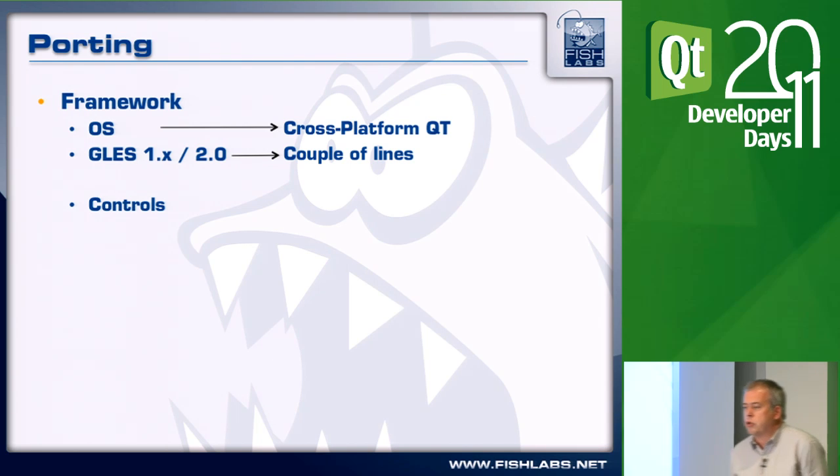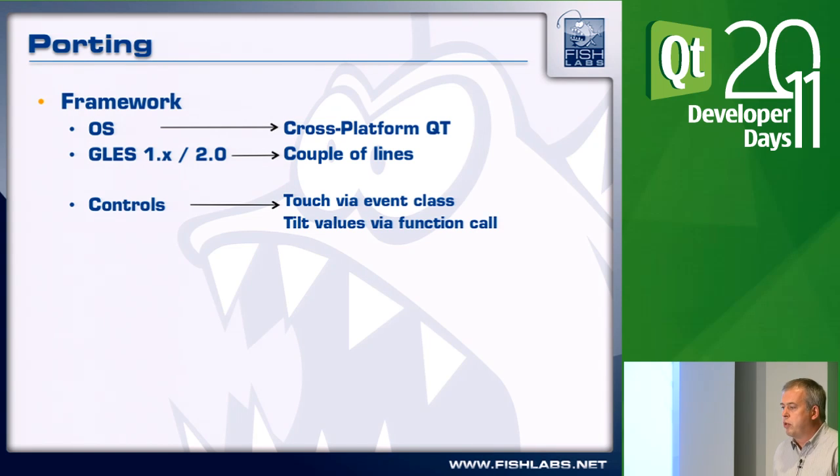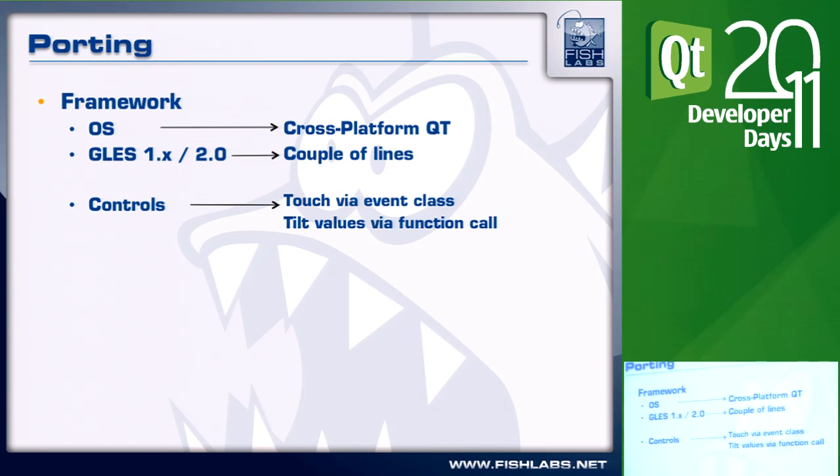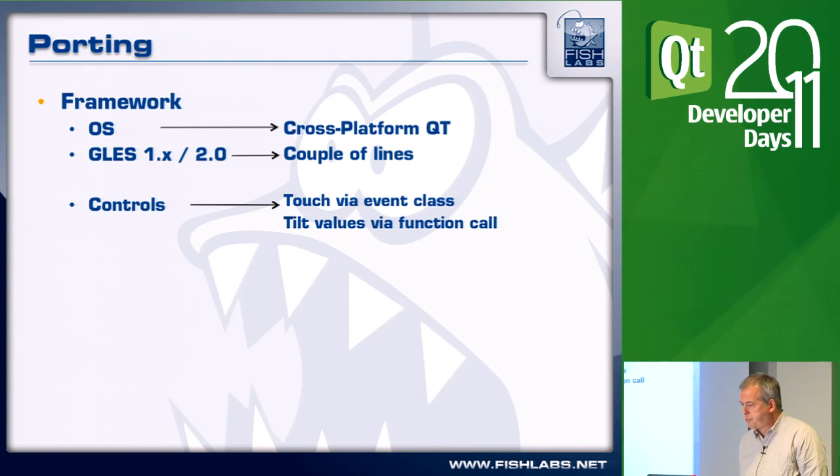The next thing is, of course, controls. So what kind of controls does the device have? Does it have tilt control? Does it have touch, multi-touch control, and so on? Or other fancy controls like dedicated gaming buttons or something like that. So this is something we also have to do, but this is also very easily handled in the Games API. You get the touch coordinates via an event class, and the tilt values via an easy function call, and you get the values back.